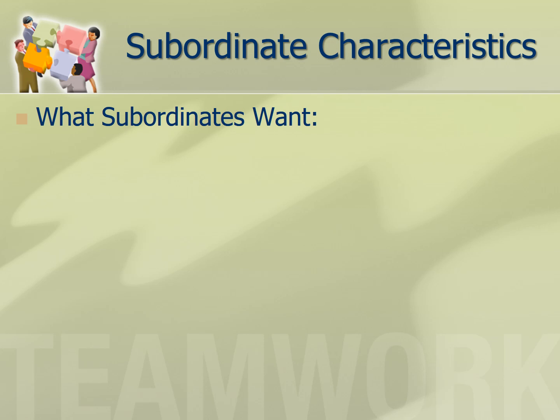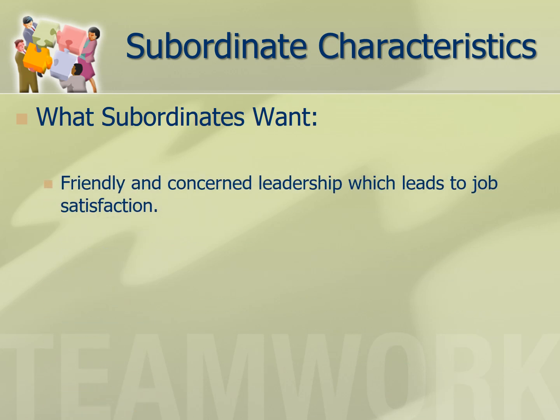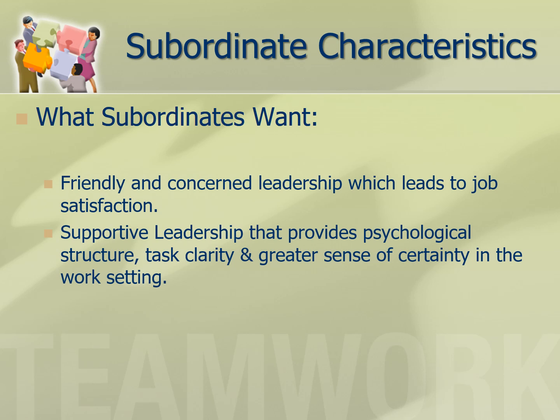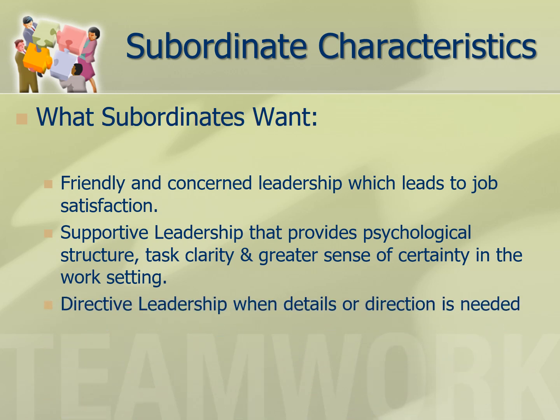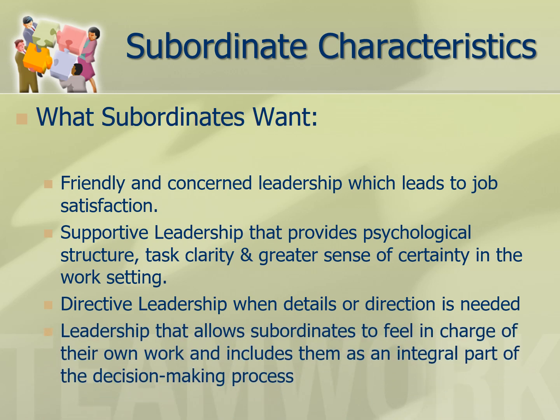What do subordinates want? Well, they want friendly and concerned leadership, which leads to job satisfaction. They want supportive leadership that provides psychological structure, task clarity, and a greater sense of certainty in the work setting. And they want directive leadership when details or direction is needed. Leadership that allows subordinates to feel in charge of their own work and includes them as an integral part of the decision-making process, hence participative management.